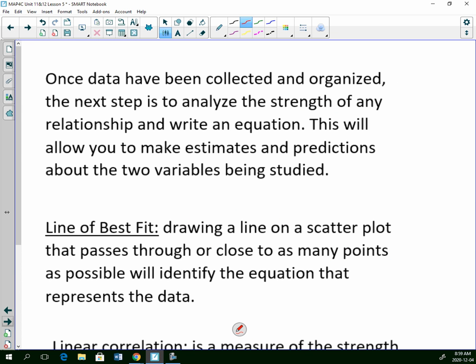Okay, once the data has been collected and organized, the next step is to analyze it and then write an equation. So you're going to do a survey, you're going to collect the data, and then you're going to plot the information onto a scatter plot. So we've already looked at scatter plots. Then you're going to draw a line of best fit. So remember that a line of best fit, you're going to draw a line through as many points as you can. That will give a good representation of the data.